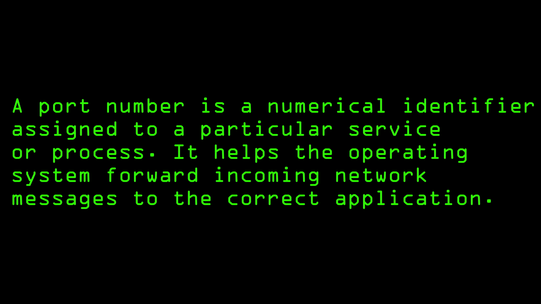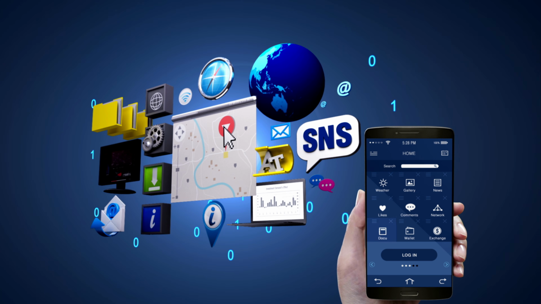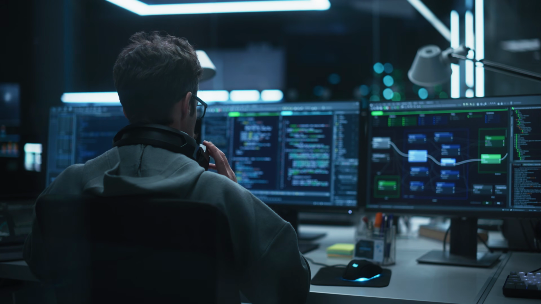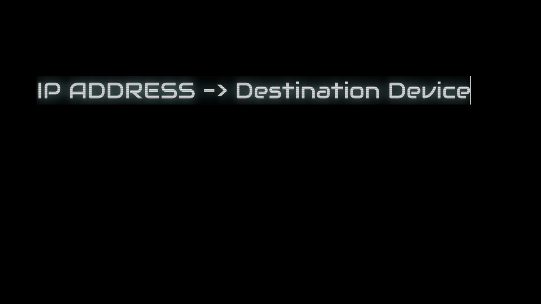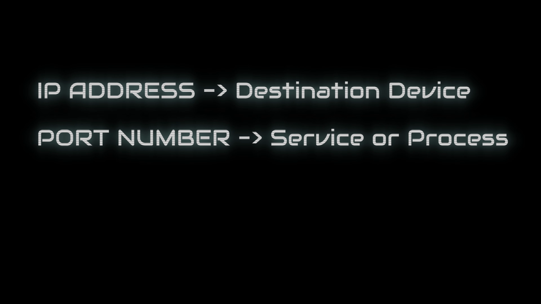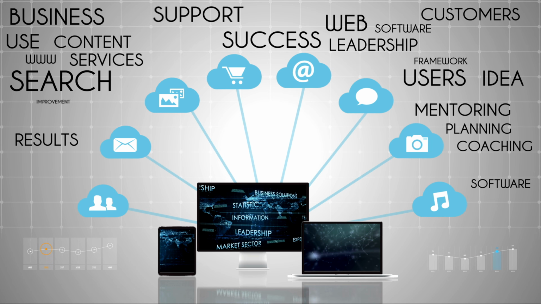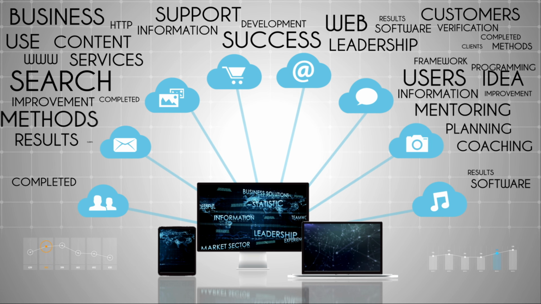A port number is a numerical identifier assigned to a particular service or process. It helps the operating system forward incoming network messages to the correct application. For example, if multiple services are running on the same server, the port number tells the server exactly which service the incoming data is intended for. In simple terms, while an IP address identifies the destination device, a port number identifies the specific service or process on that device that should handle the communication. This allows multiple network services to operate simultaneously on the same device while ensuring the data reaches the correct destination.